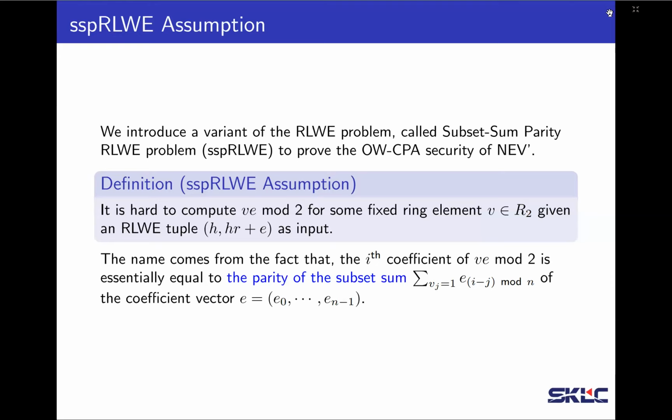To improve the security of the RAM, we need to introduce a variant of the problem for subsystem parity variable E, or SSP variable E in short. It is hard to compute V equal to from some fixed ring element V, given a variant of the problem. This name comes from the fact that I's coefficient of V equal to is essentially equal to the parity of the subsystem of the coefficient vector.